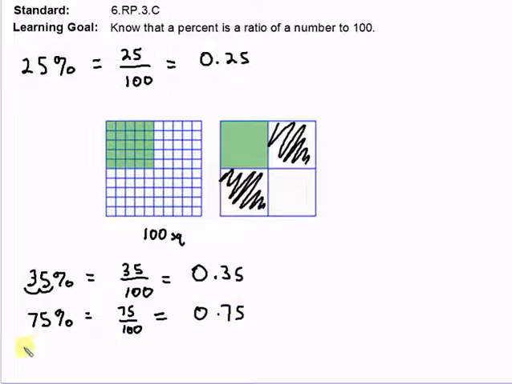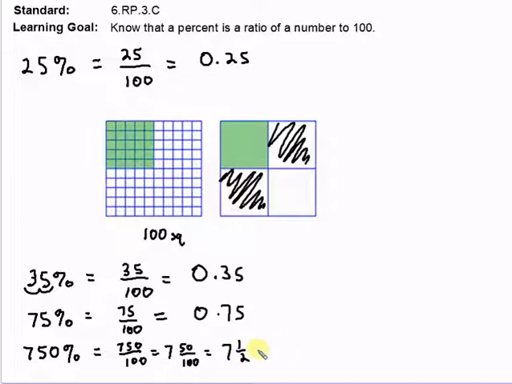Well, what if we had something crazy like 750%? That's more than 100. That's bigger than a whole. If we had 750 squares out of 100, we'd have to have 7.5 more boxes. We can say that as a fraction by saying 750 out of 100. Of course, that is also an improper fraction, so we could represent that as 7 and 50 100ths, or 7 and 1/2.